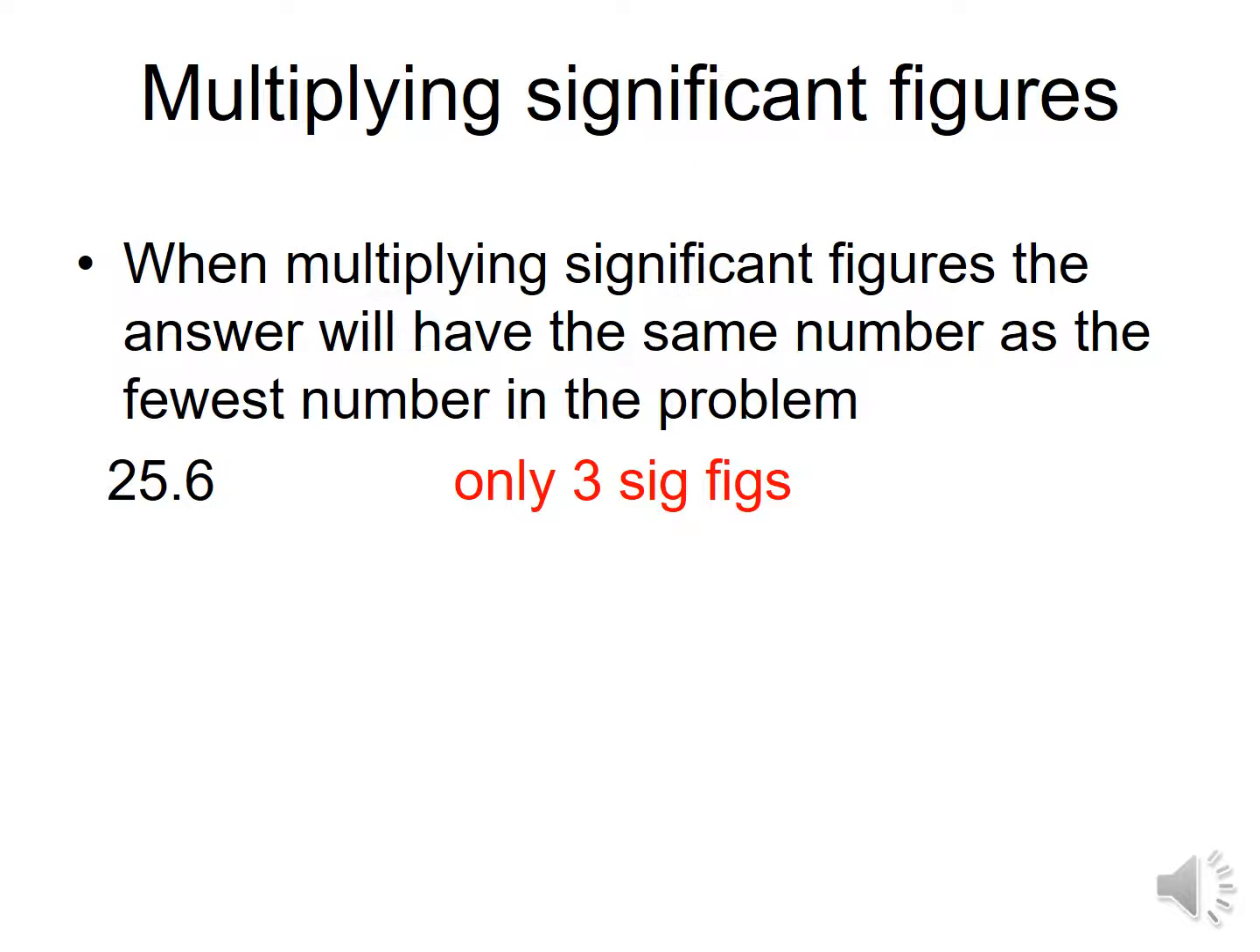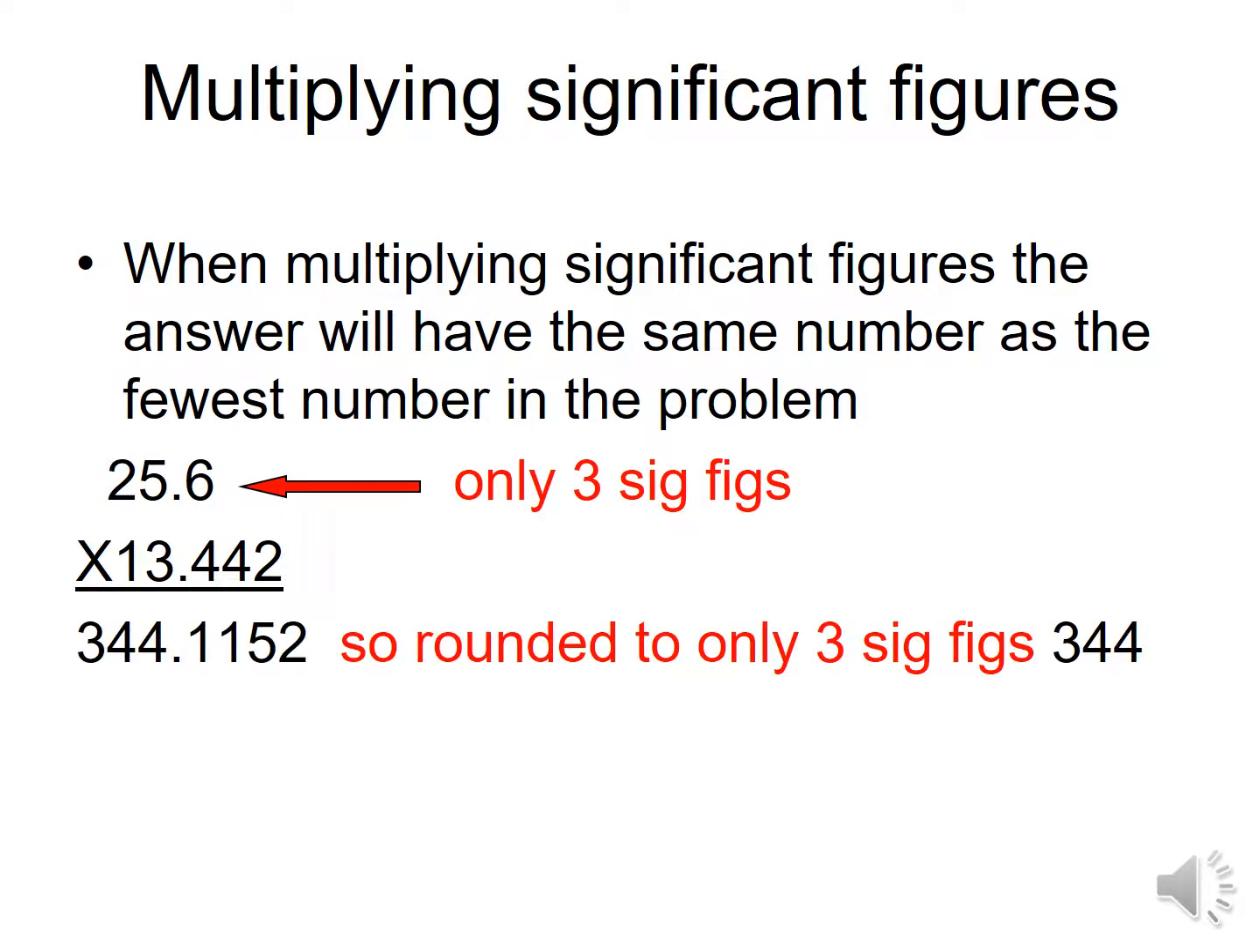25.6 has only 3 sig figs. 13.442 has 5 sig figs. So when we multiply these two numbers and get 344.1152 on our calculator, we round it so we only have 3 sig figs. So 344, we look to the right. It's a 1, so we stay at 344. We don't round up unless the number after the last 4 would be a 5 or larger.